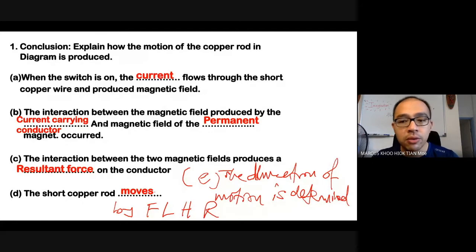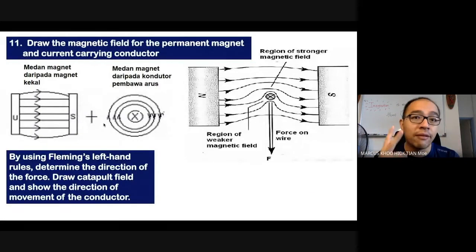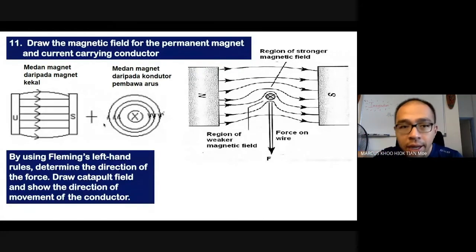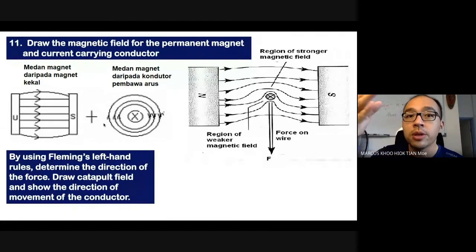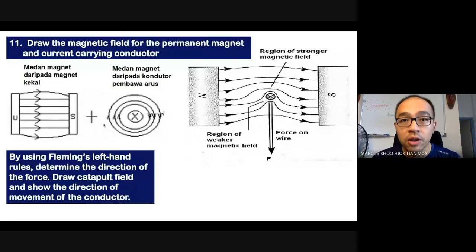So yesterday we started by looking at how when we have two magnetic fields and they interact, the interaction will produce two regions of magnetic field. One will be strong because they are in the same direction, and one will be weak because they are in a different direction. The resultant force, which we call the Lorentz force, but in this case it's called a resultant force, starts from the stronger side and goes towards the weaker side. Just like Bernoulli's principle, from high pressure to low pressure. Same thing, from the stronger magnetic field to the weaker region of the magnetic field.